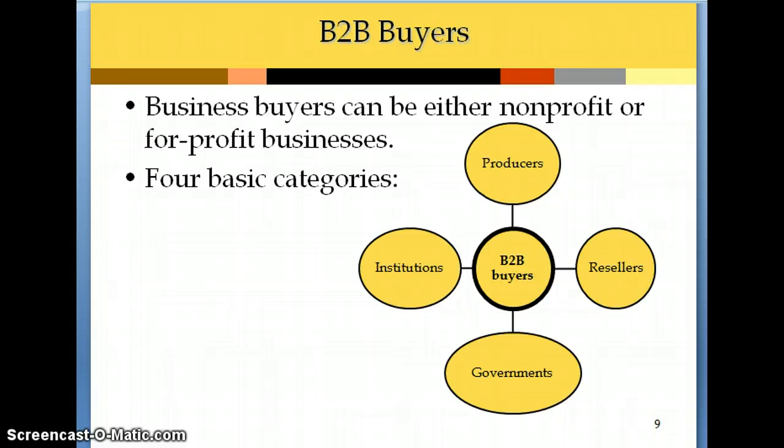The number two category is resellers. Resellers are companies that sell goods and services produced by other firms without materially changing them. This includes wholesalers, brokers, and retailers. Walmart and Target fall into this category of buyers. The government is the biggest purchaser of goods in the United States.